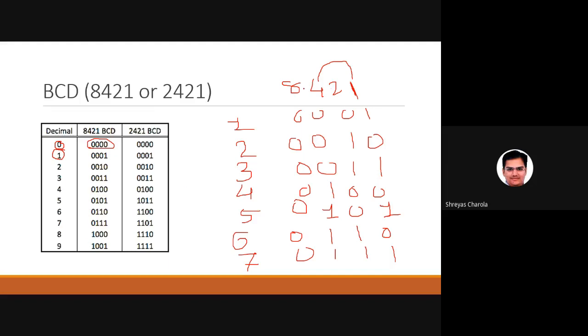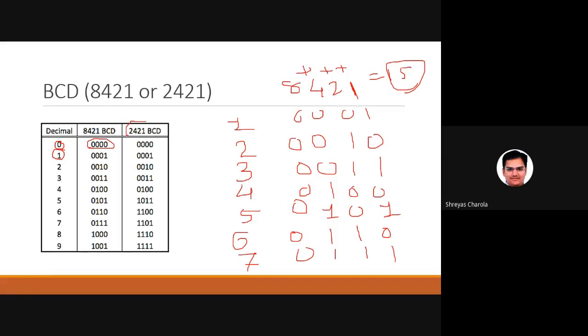Maximum, you can go till what number using 8421? Can anyone say? Using 8421, what is the maximum number you can go? Write down the answer in the chat box. Good. So 8 plus 4 plus 2 plus 1 will get 15. Till 15 you can go, 0 to 15. So that is 8421.